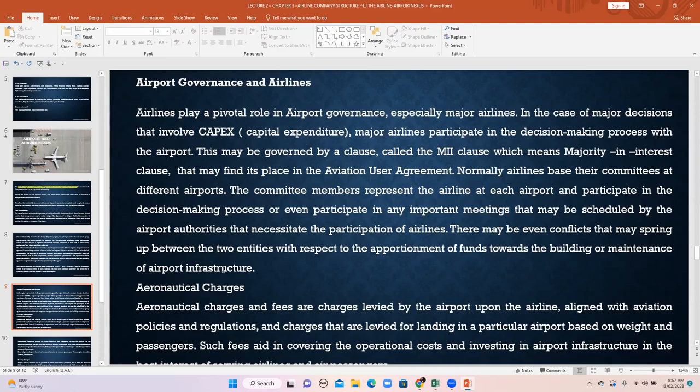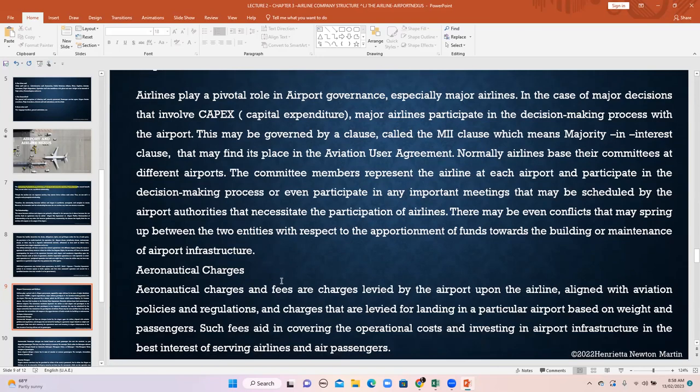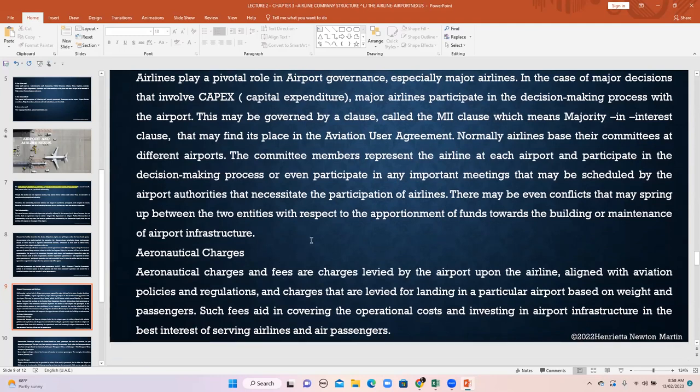Sometimes there may even be a conflict that may spring up between the two entities, that is the airlines and the airport, with respect to the apportionment of funds towards the building or maintenance of airport structure. And that is where, again, the committees that are stationed at these airports may intervene and are asked to participate in resolving those differences.